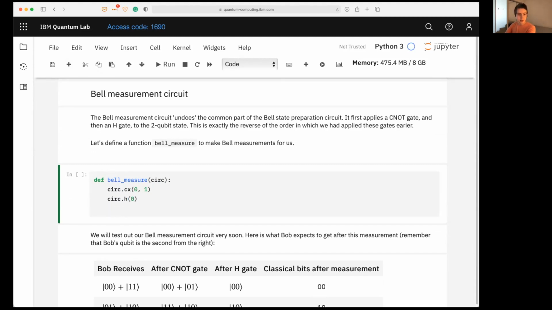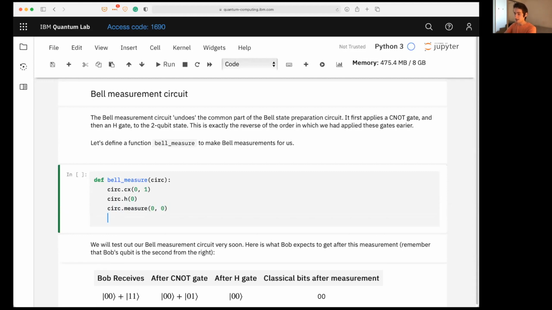And then the final step for a Bell measurement is, of course, to do a measurement. So just like before, we'll do circ.measure. And here we remember we specify which qubit we're measuring and then which classical bit we want to save that measurement in. So I'm just going to keep things simple. Qubit 0 goes in classical bit 0. Qubit 1 goes in classical bit 1.